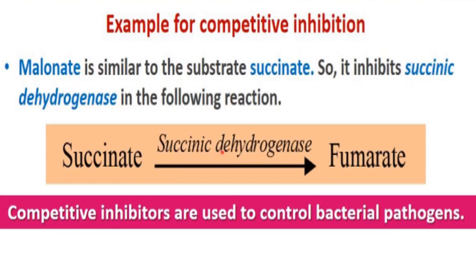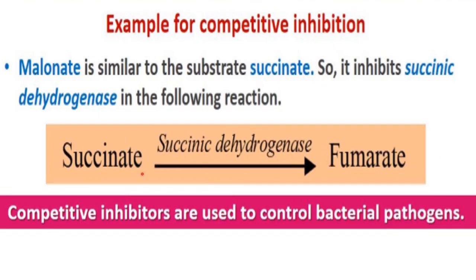So what is the function of this succinic dehydrogenase? It converts succinate into fumarate. So here succinate is the substrate for succinic dehydrogenase, and this enzyme is converting the substrate succinate into the product fumarate, right?